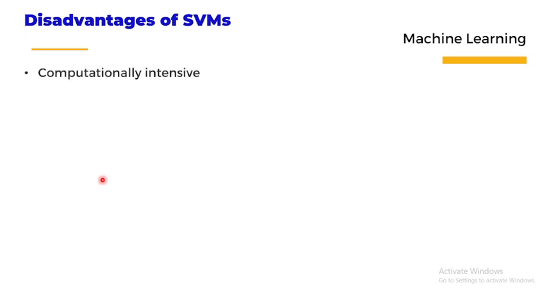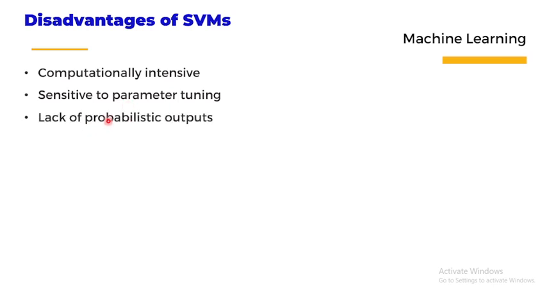The first one is that it is computationally intensive. SVM can be computationally expensive, especially when it deals with large data sets. The next one is sensitivity to parameter tuning. SVM has parameters like the regularization parameter and the choice of kernel function. The performance of SVM can be sensitive to these parameter settings, and improper tuning can lead to suboptimal results or longer training time.